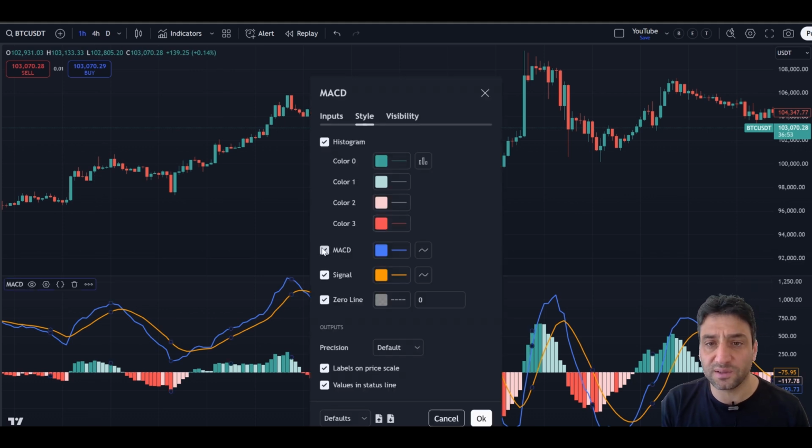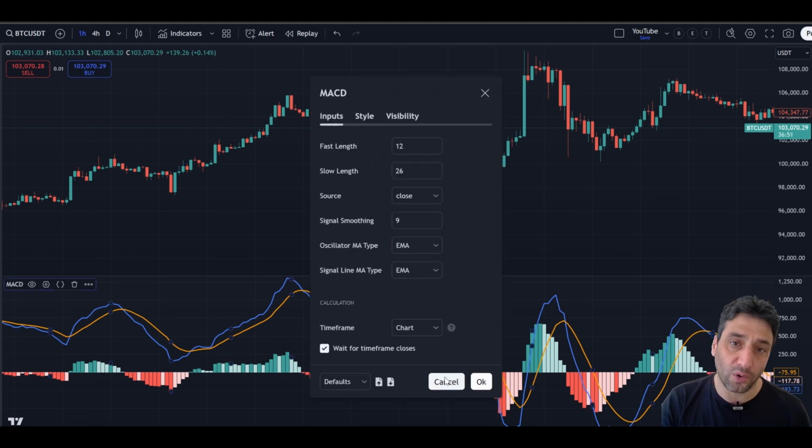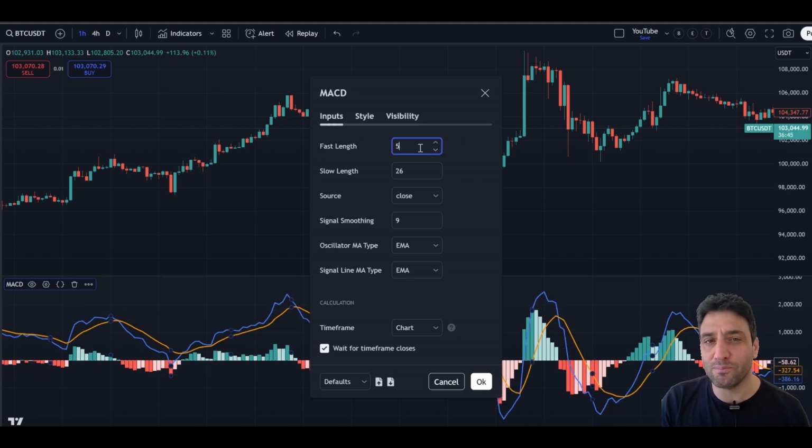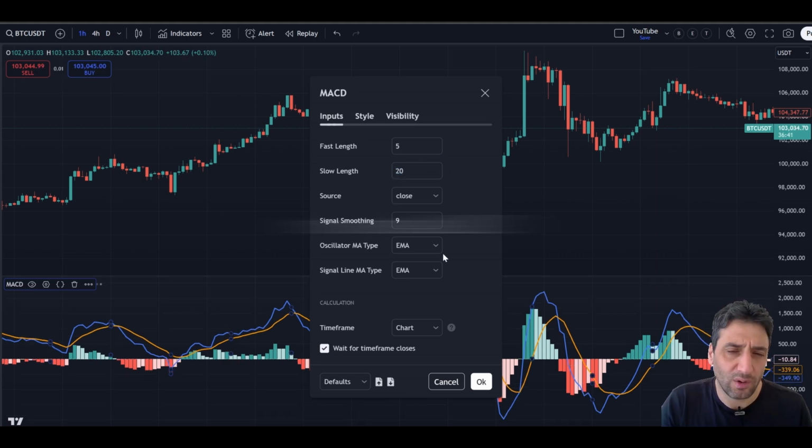But you can tweak these numbers to make the indicator more or less sensitive. A faster MACD will react more quickly to price changes, while a slower MACD will be more sluggish. So experiment to find what works best for you. Now, how do we actually use the thing?